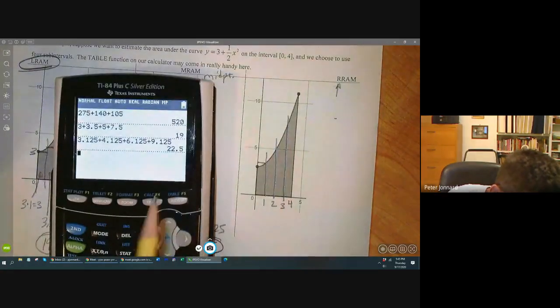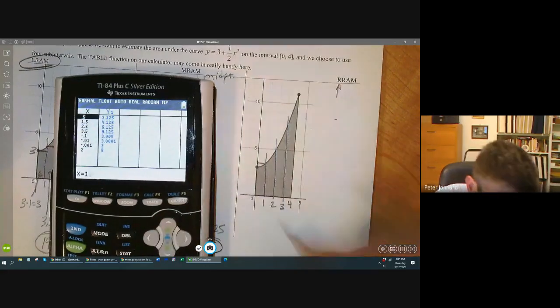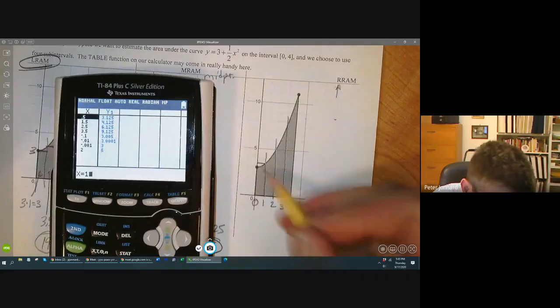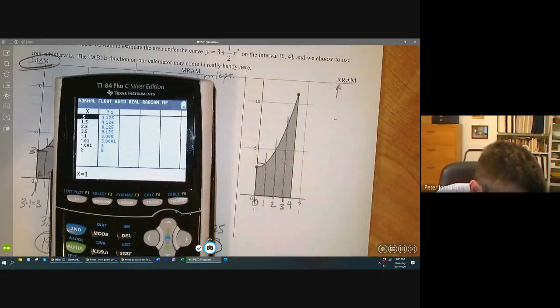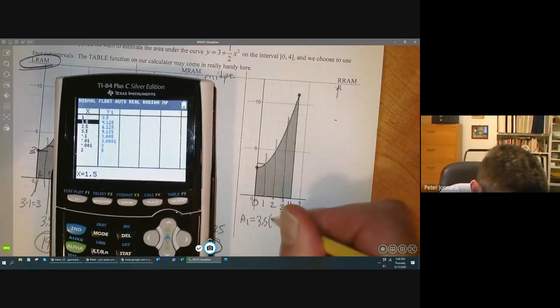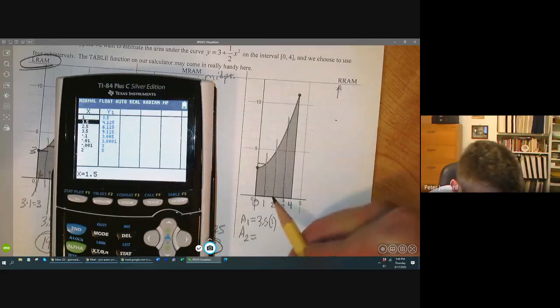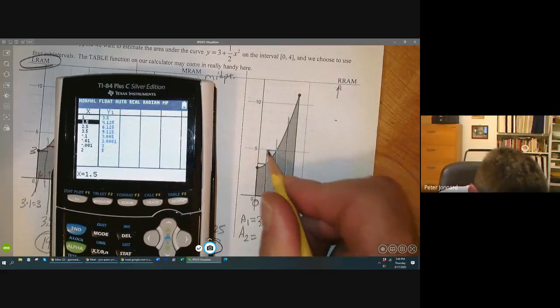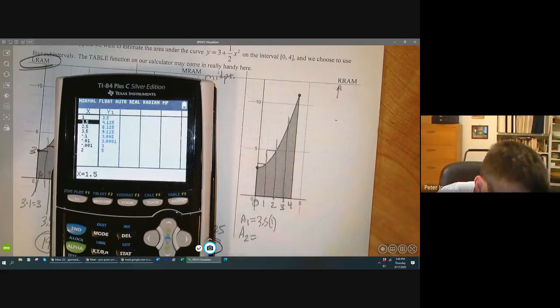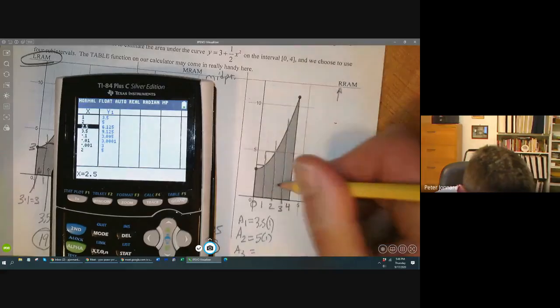So if I go back to my table and I put in a 1 in there for x, I'm sorry, 0. The very first rectangle, actually, oh, no, we're doing the right edge. We're doing the right edge. So I'm going to put in a 1, and I get the area of the first rectangle is 3.5 times 1. Okay, the area of the second rectangle, that's this one. I want to use the right edge again. So area 2, I put a 2 in here, and I get 5. So 5 times 1.